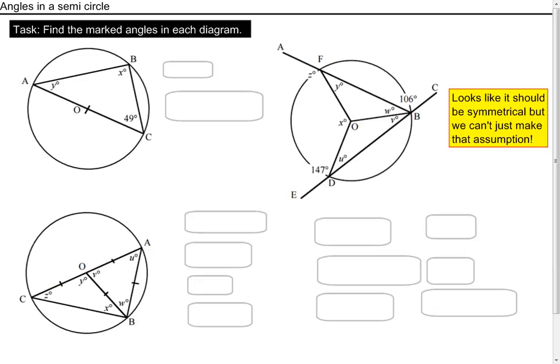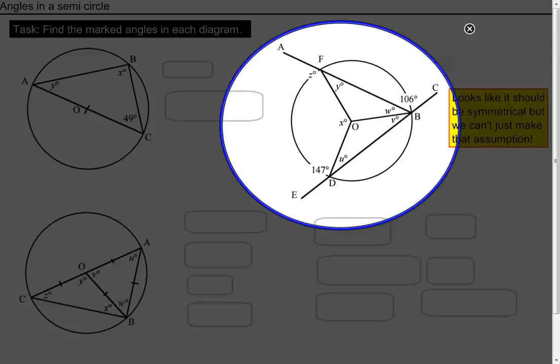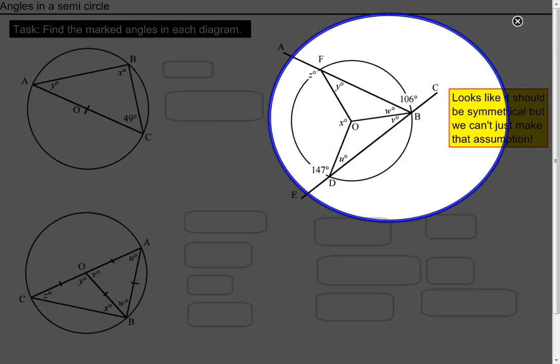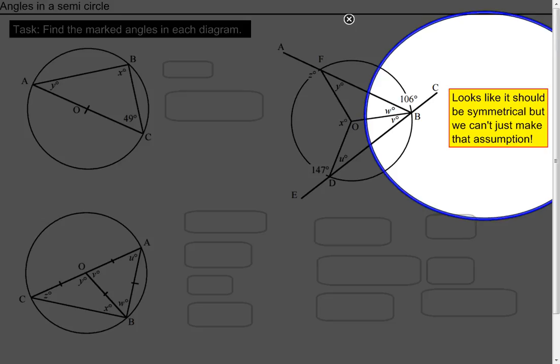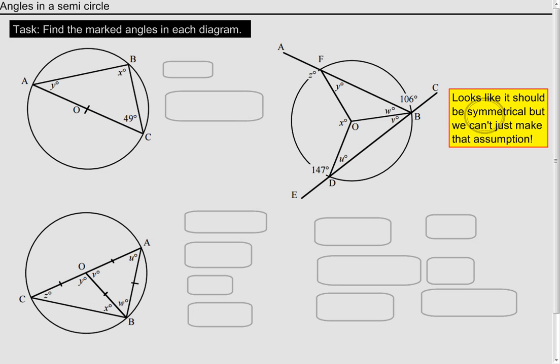This slide is marked task, notice. So this is a task you guys can be doing. So you can either have a crack at some of these just now, or these will be ones we look at in class. Worth noting on this one here, you may be tempted to think that this is a symmetrical diagram, but you're not really able to make that assumption. There's nothing that says that, okay? So be very careful with that one.